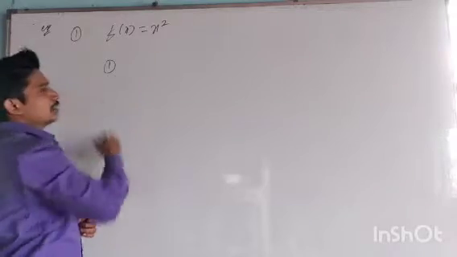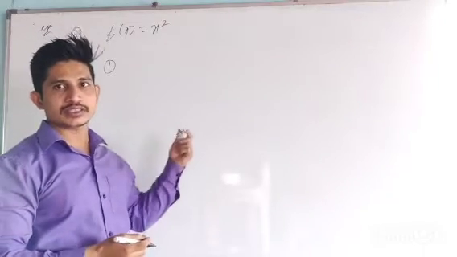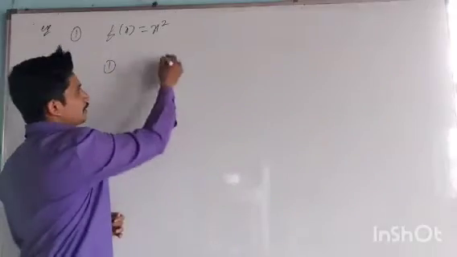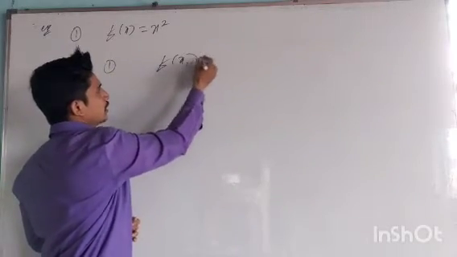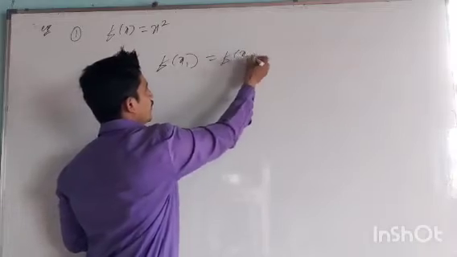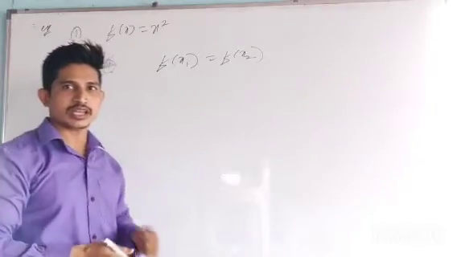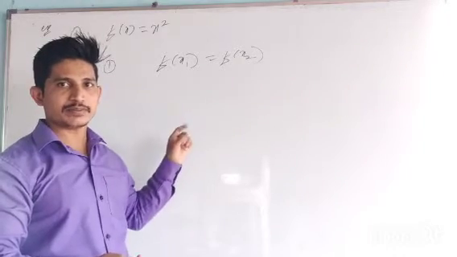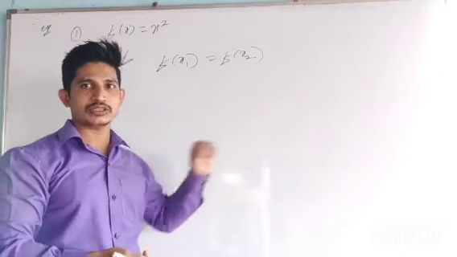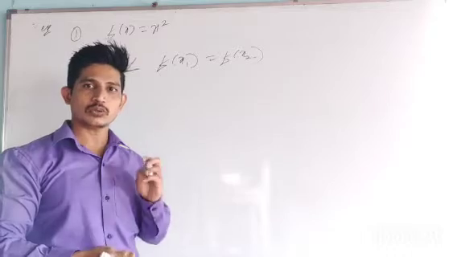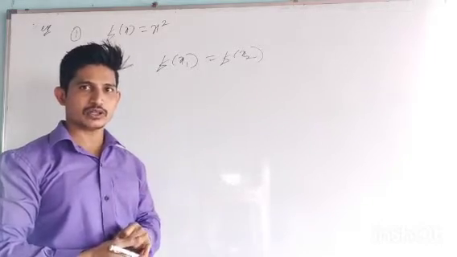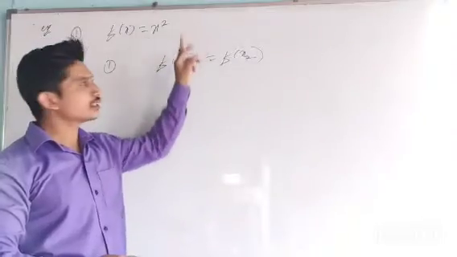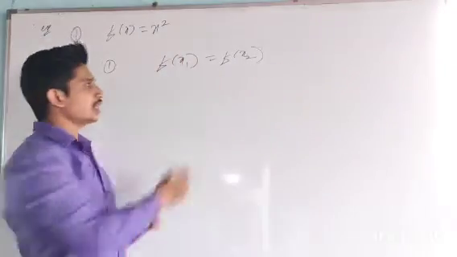So I will now prove that the function is 1-1. Now, f of x1 is equal to f of x2. If I solve this and the answer comes x1 is equal to x2, then the function is called 1-1 function. Now let's see, f of x is x square. So f of x1 is x1 square.